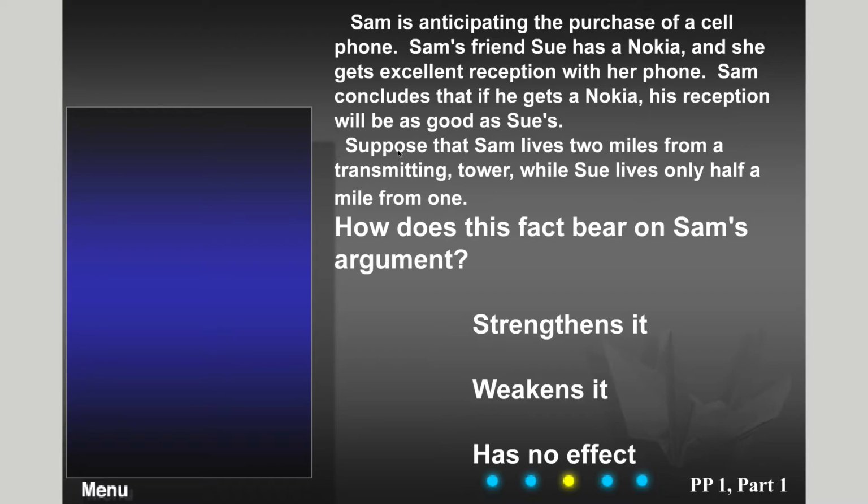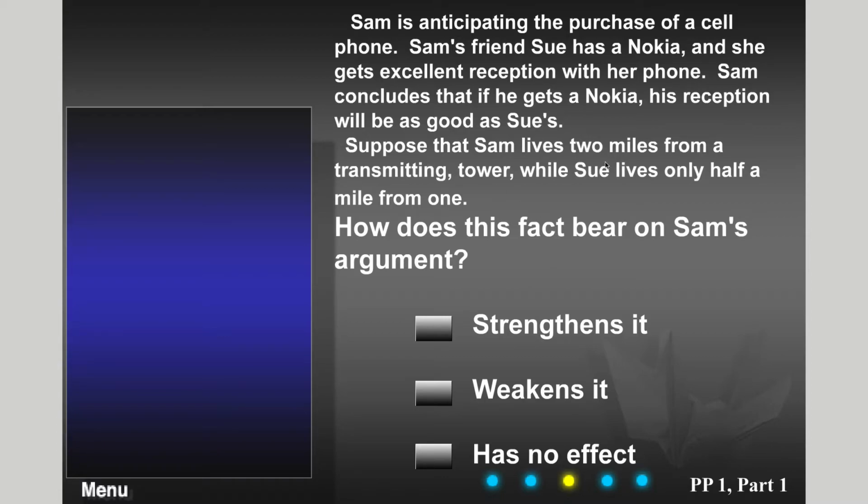So a new fact is given, and this is the kind of question you get in the homework assignments. Suppose that Sam lives 2 miles from a transmitting tower while Sue lives only half a mile from one. How does this fact bear on Sam's argument? Well, let's see. Sue has a Nokia. She lives only half a mile away, and she gets great reception.